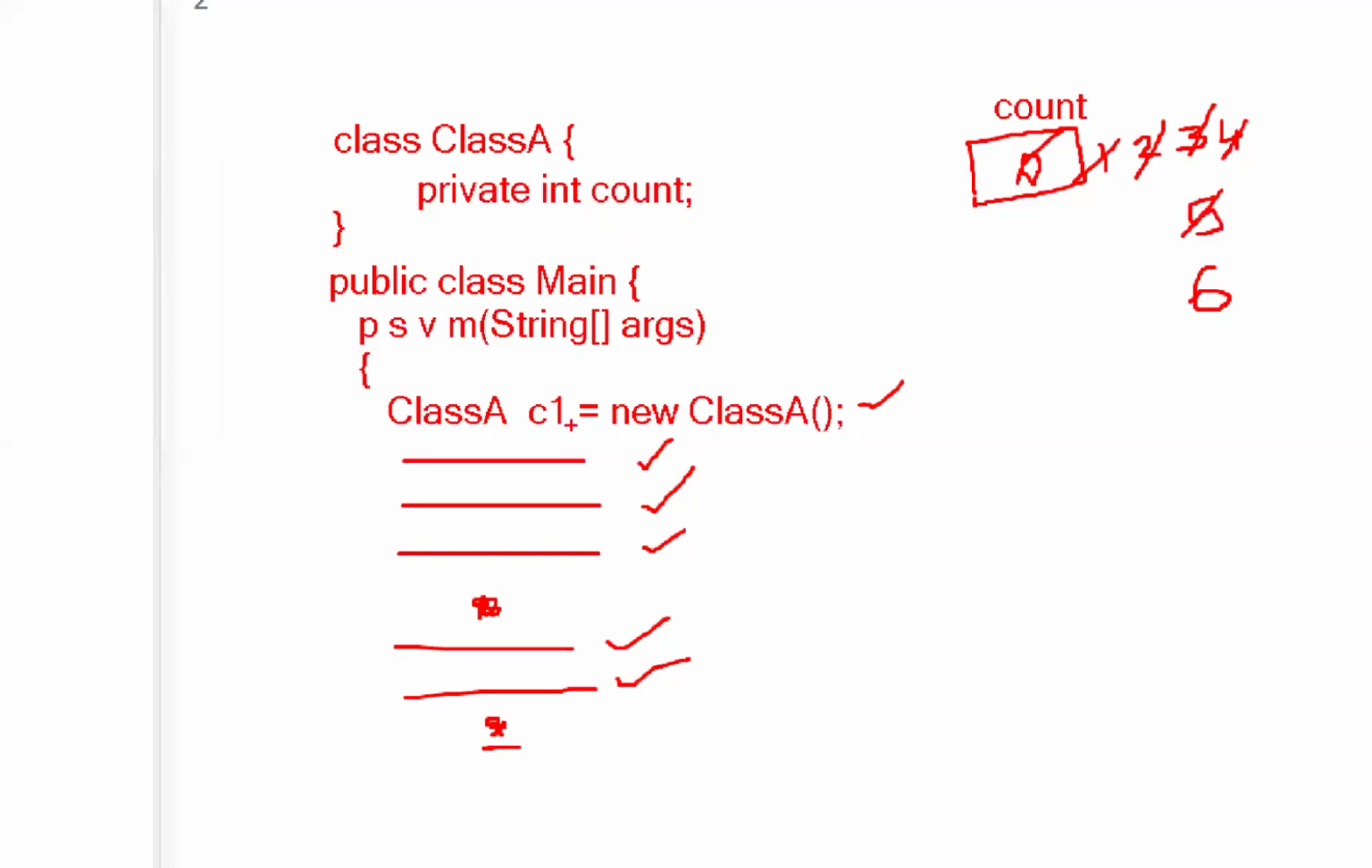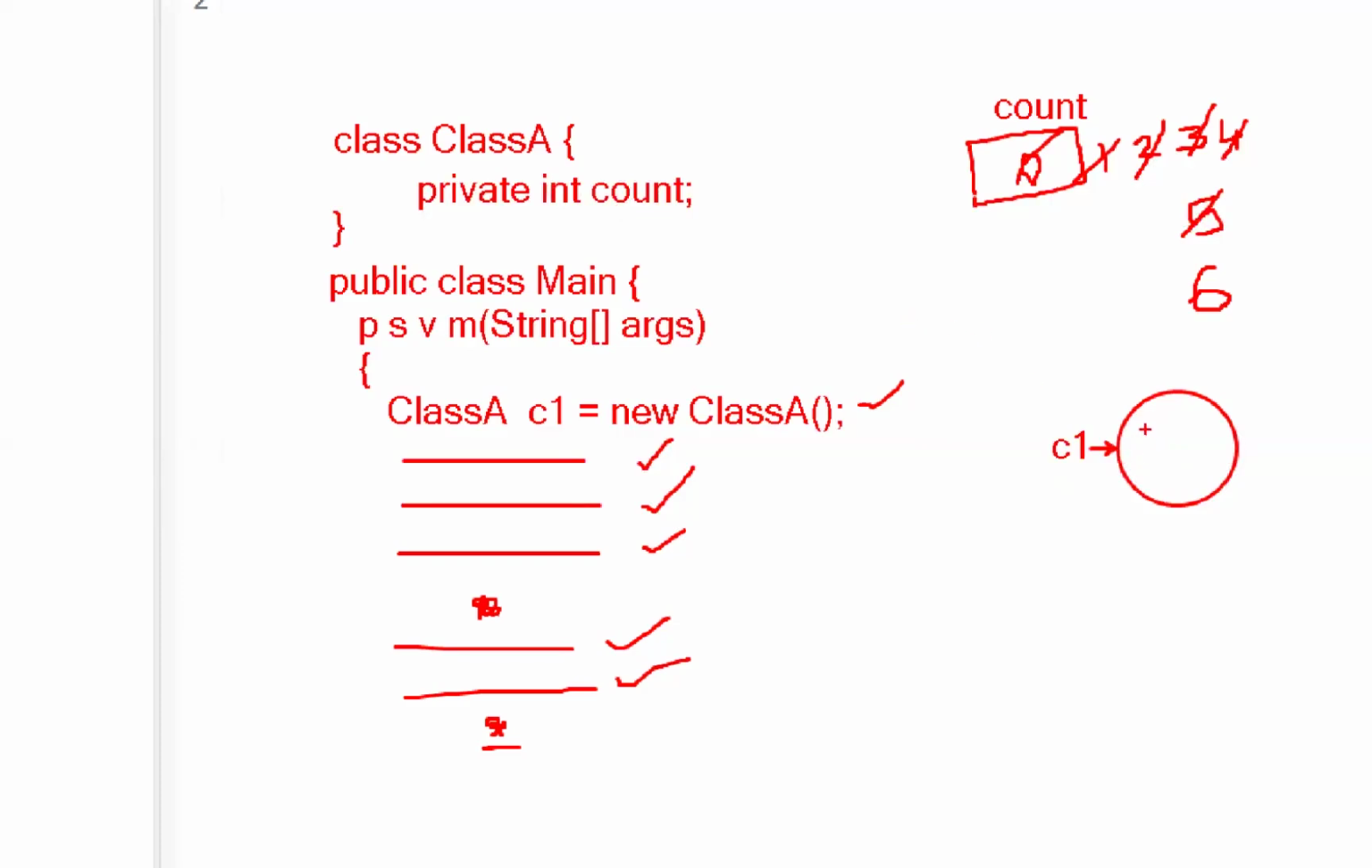Now the question comes. See, first object is created. Tell me, when the first object is created, instance variable will get the memory for every object? Yes. This is the first object. Object name is C1. C1 object created. Am I clear? Then tell me, count is which variable? Instance variable.